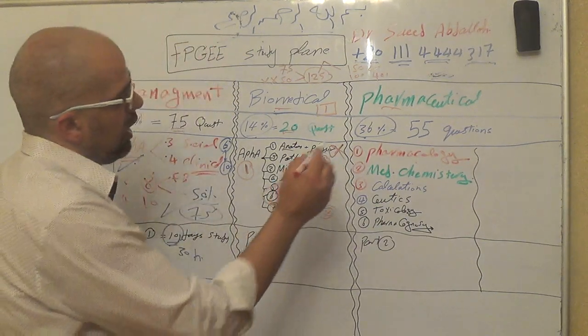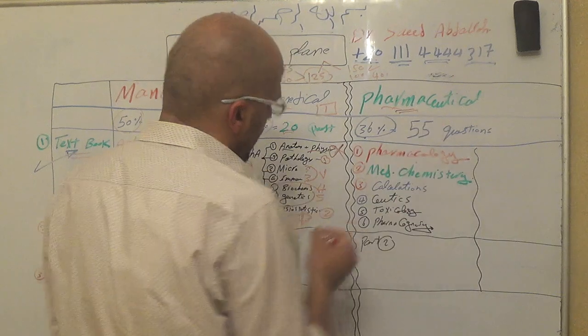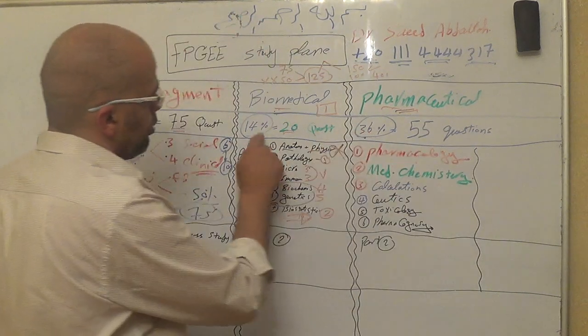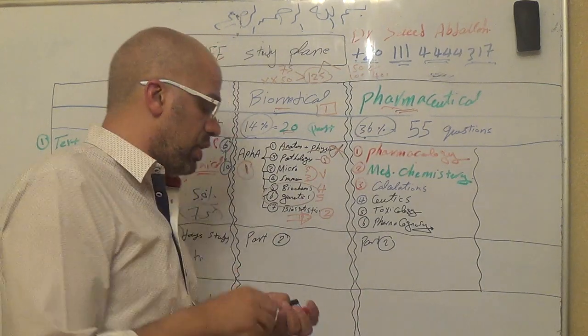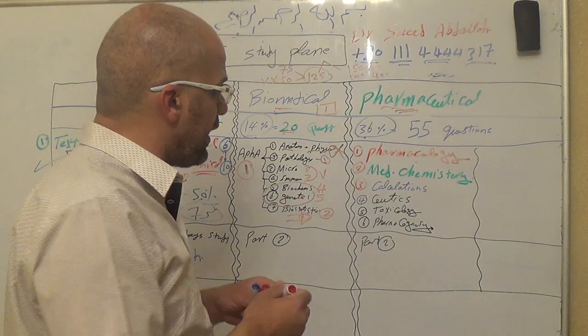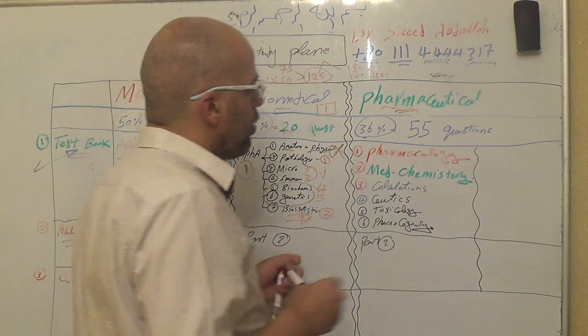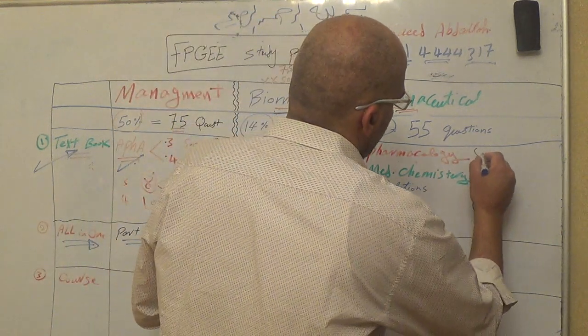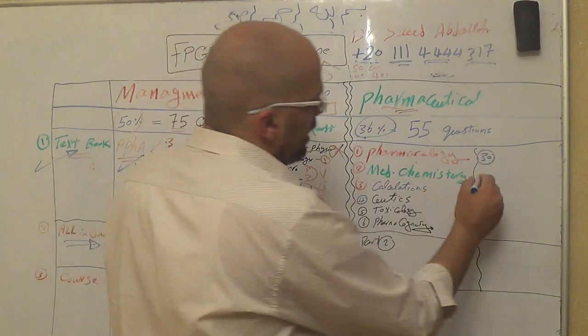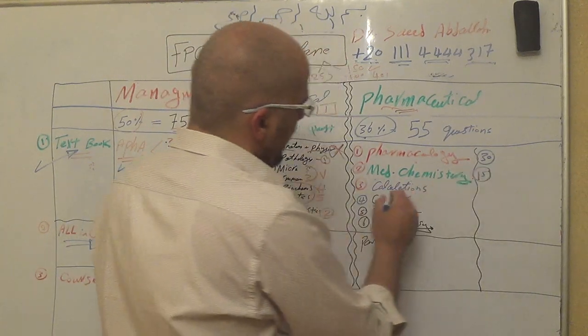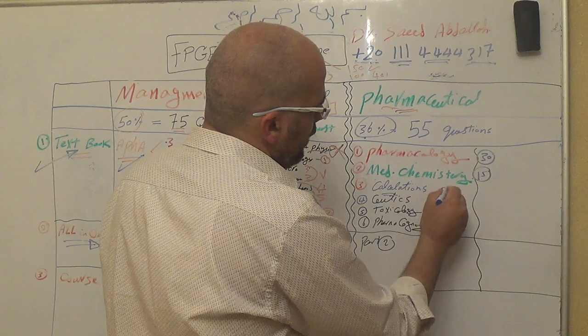Okay. The second part is pharmaceutical. Pharmaceutical is around 36%, which equals around 55, sometimes 60 questions. The most important part here is pharmacology, around 30 questions out of this 55. Medicinal chemistry around 15 questions. Calculations around 5 or 6.